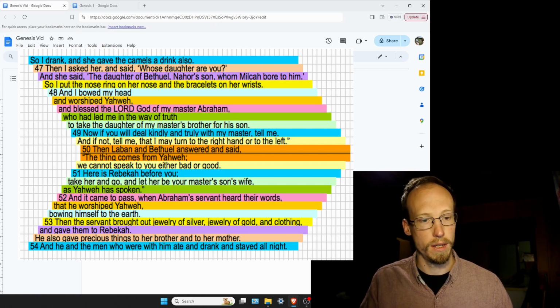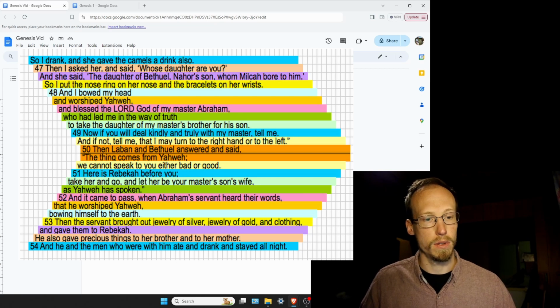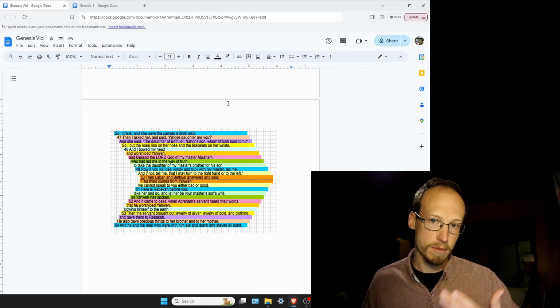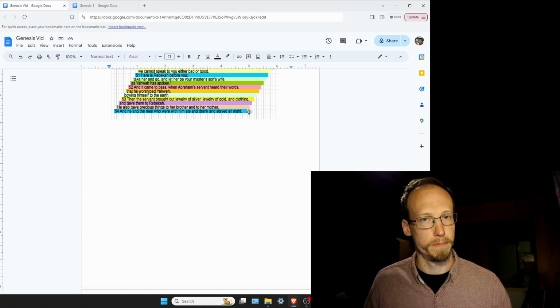Yahweh has spoken. And it came to pass when Abraham's servant heard their words that he worshipped Yahweh, bowing himself to the earth. Then the servant brought out jewelry of silver, jewelry of gold, and clothing, and gave them to Rebekah. He also gave precious things to her brother and to her mother, and he and the men who were with him ate and drank and stayed all night. So then there's hospitality. So you have this chiastic structure.